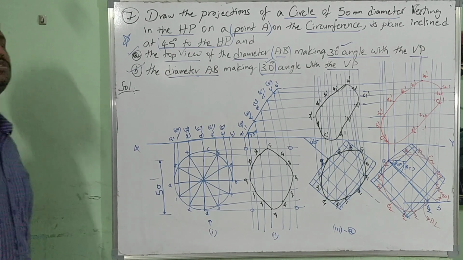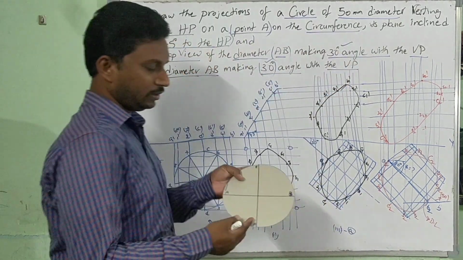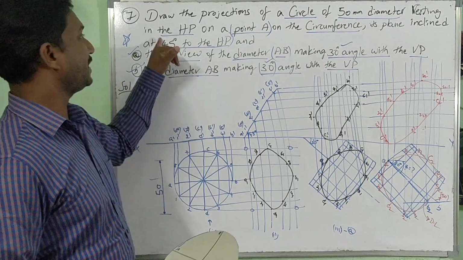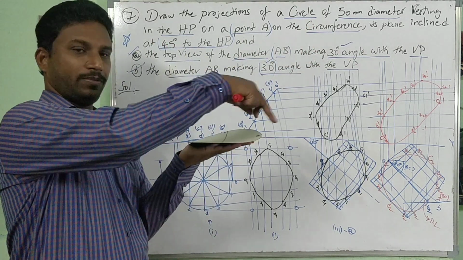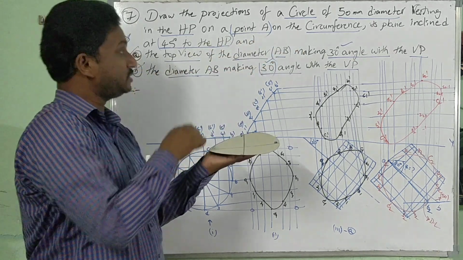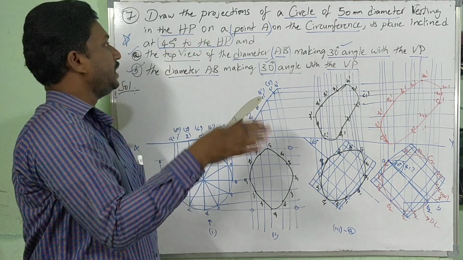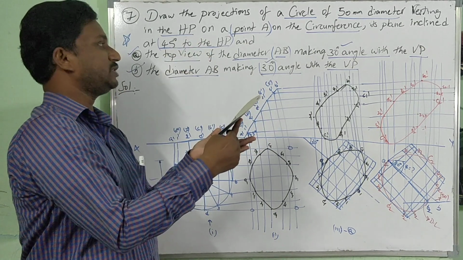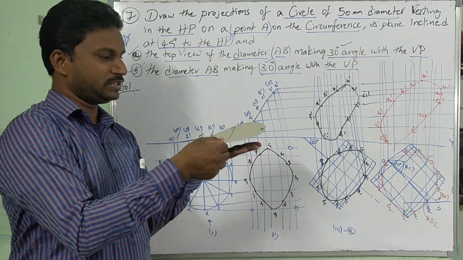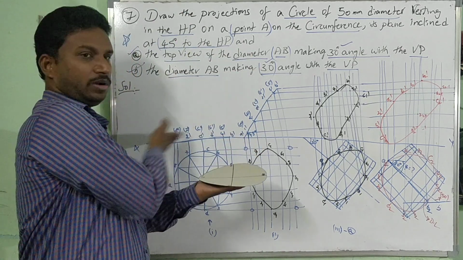Hope you all understand this, right? Let me just explain the question again. AB diameter as per the question. Circle of 50 mm diameter resting in the HP. Next, point A on the circumference. Now its plane is inclined at 45 degrees to HP. Up to here, simple two-stage problem. We have to remove 45 degrees. Top view true shape, stage 1, front view diameter on XY line.